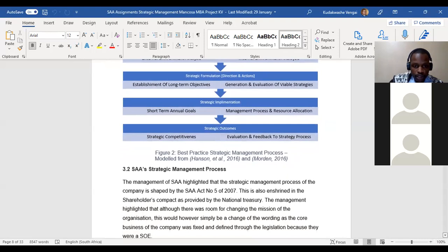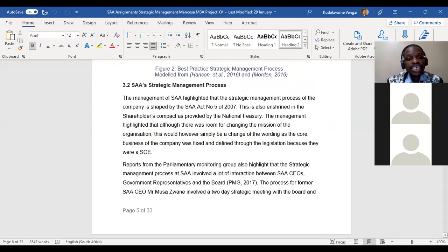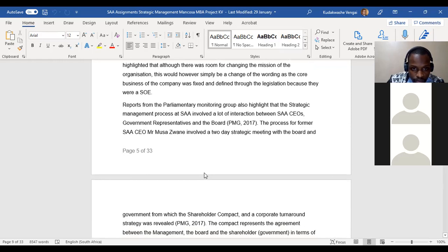So here I go. I then presented my next subheading, SAA's strategic management process, right? And then I highlighted that the strategic management process of the company is shaped after the South African Act and so on. Basically, it's a public company. So their strategies are formulated based on the law that is provided. So I then, if you go, let's see. I just want to see exactly what I wrote.